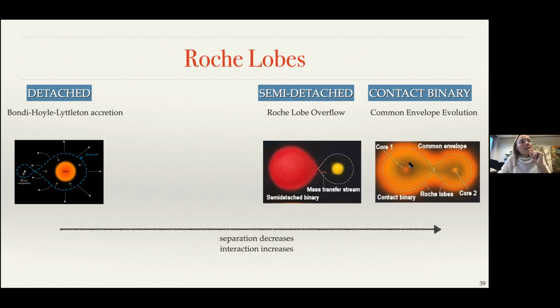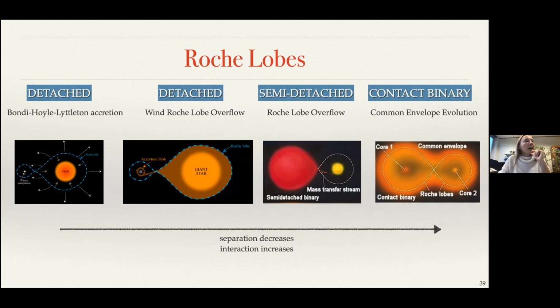But there is a class in between that I didn't show you yet, and that was not taken into account for a long time. It is the class where it is not the giant star that fills the Roche Lobe, but the wind of the star that fills the Roche Lobe. So we call that class the wind Roche Lobe overflow. The wind can then tunnel through, or roughly through L1, and can potentially form an accretion disk.